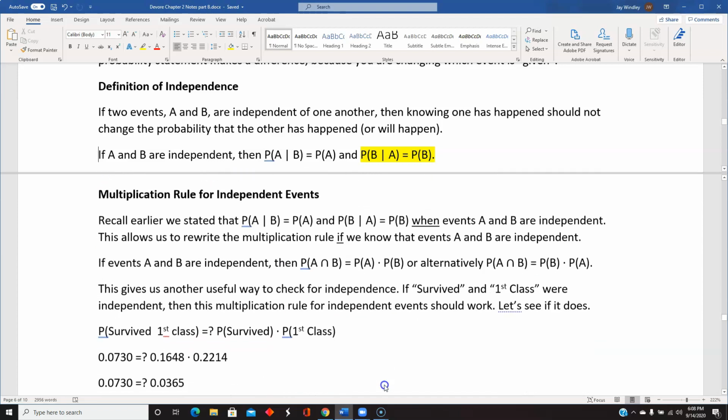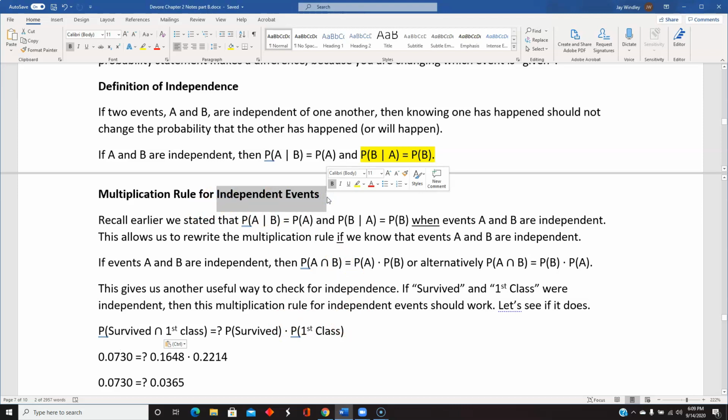As a matter of fact, this gives us another way of checking independence. If you multiply these two probabilities and you get this probability, then that means the two events are independent. So often I like to write this like this. Is the probability of survived and first class the same, question mark, as the probability of survived times the probability of first class? If this multiplication works, then that means the events are independent, because that's the only time this multiplication works.